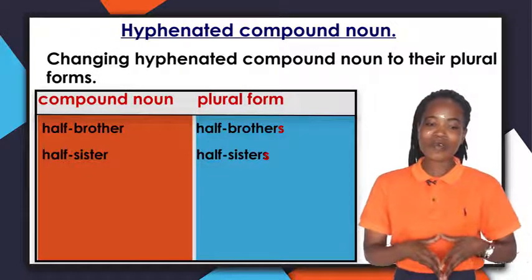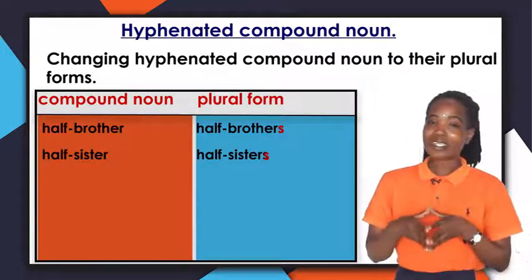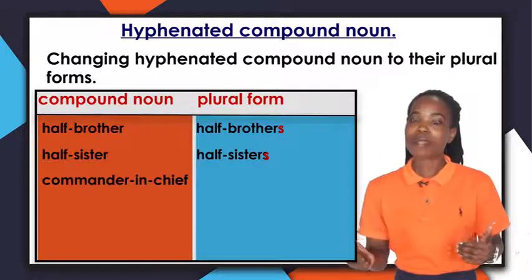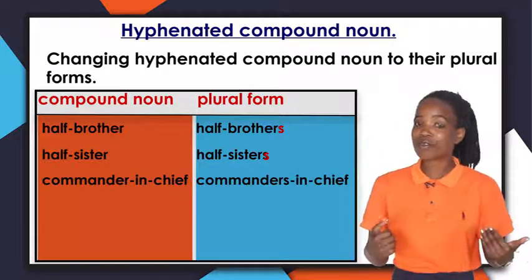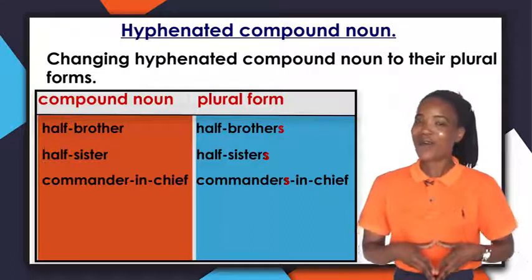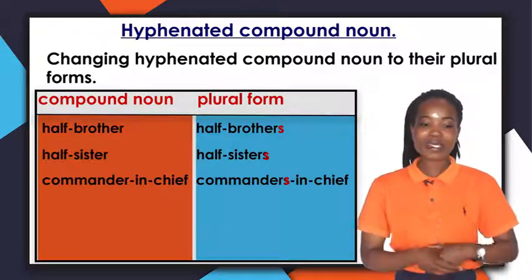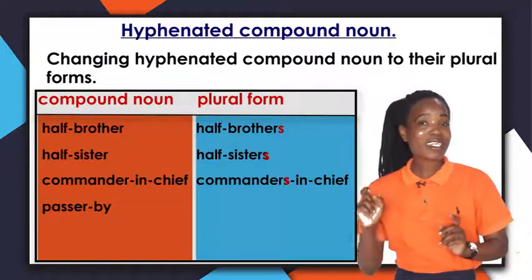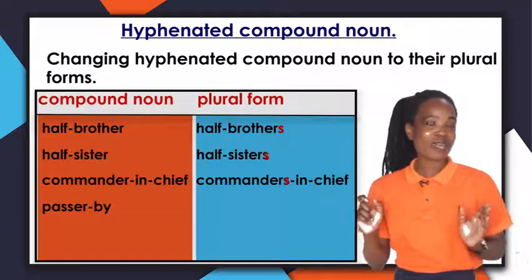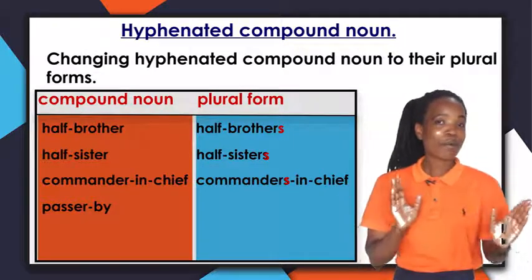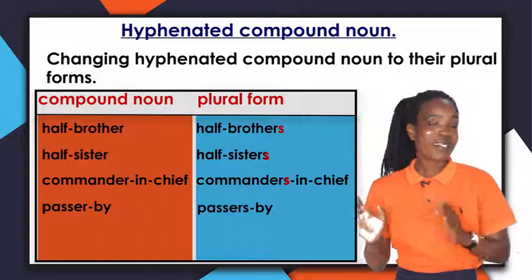Let's go on and look at another hyphenated compound noun, commander-in-chief. If there are many, they become commanders-in-chief. The first noun takes the plural form, as you can see on your screen. Another one is passer-by. If there are many, you will say passers-by. Take a note of the hyphen where it has been placed. It has been placed between passer and by. Therefore, the plural form is going to be passers-by.